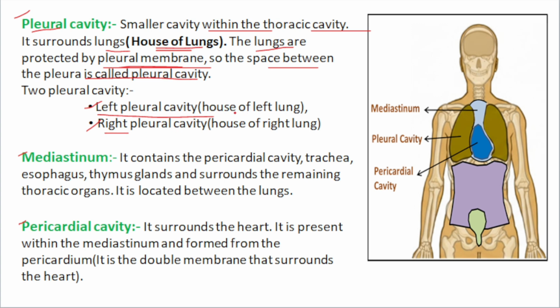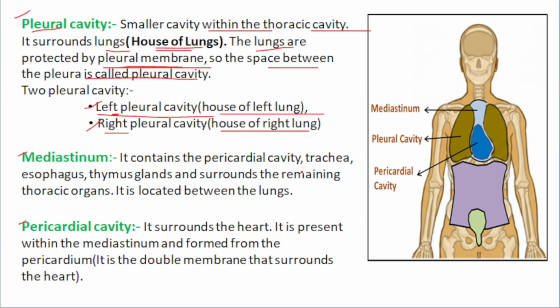Left pleural cavity is present on the left side of the body, and it is also called the house of the left lung. And the right pleural cavity is present on the right side of the body, and it is also called the house of the right lung. Then mediastinum, that is present between our lungs, left lung and right lung.